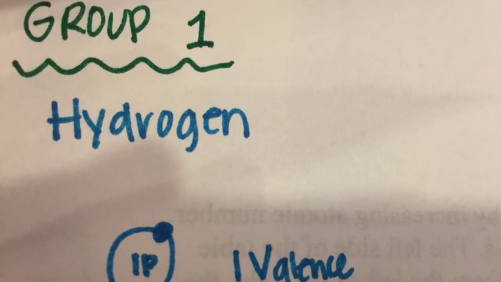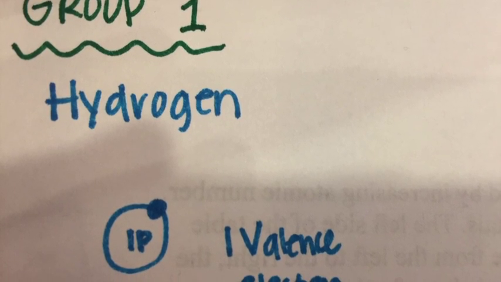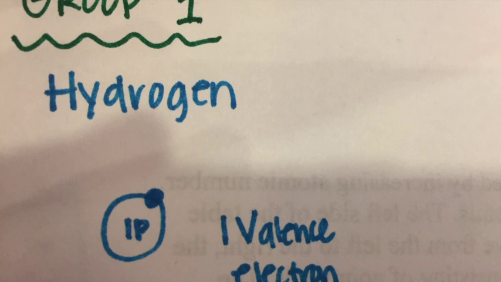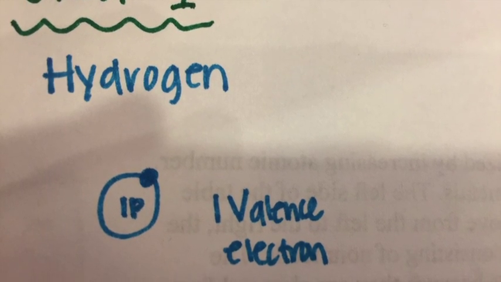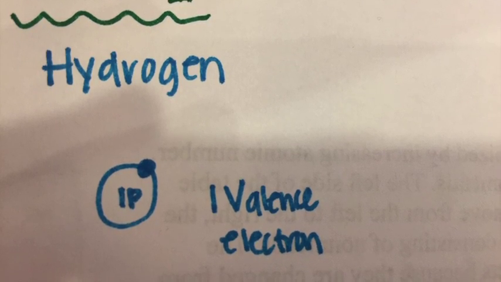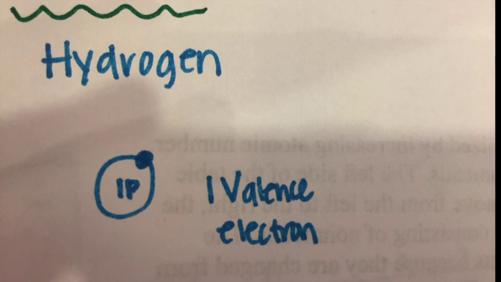And hydrogen is kind of an anomaly. It's its own thing. It's a non-metal that's on the side with all of the metals. But if you draw a Bohr model for hydrogen, hydrogen has 1 proton, no neutrons, and 1 electron. So hydrogen has 1 valence electron.